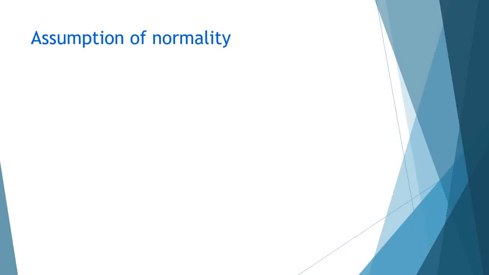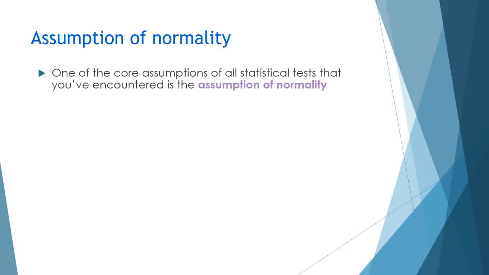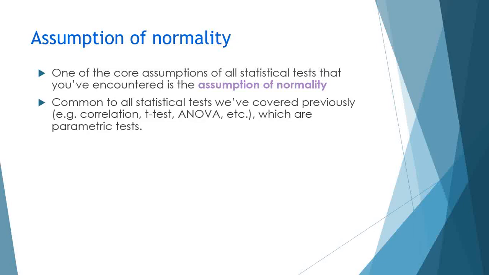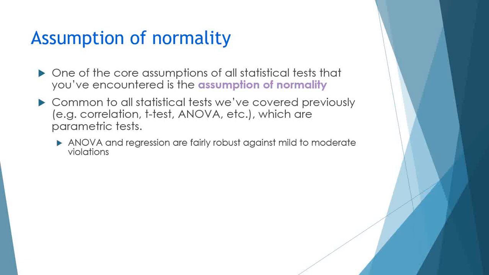So I think you're probably all familiar with the assumption of normality. It's one of the core assumptions of all statistical tests that you've encountered, and it's common to the tests that you're familiar with, like the t-test, the ANOVA, the correlation, and we also need it for a regression. So the ANOVA and regression are actually fairly robust against mild to moderate violations of this assumption. So if there's a little bit of skewness, it's not something to worry about. You just note for the reader and then move on.